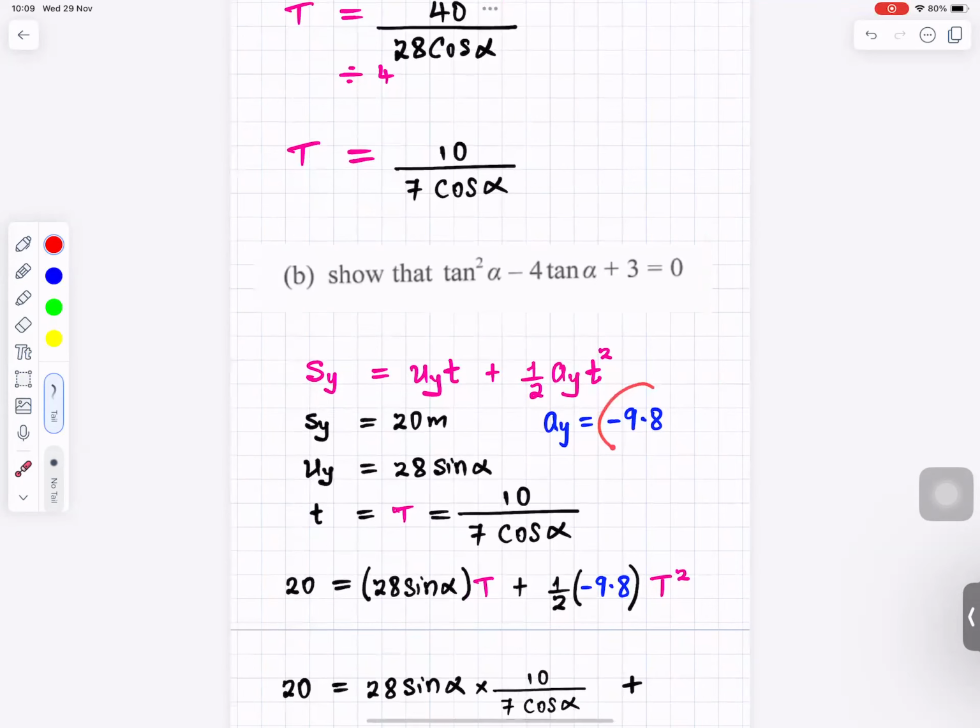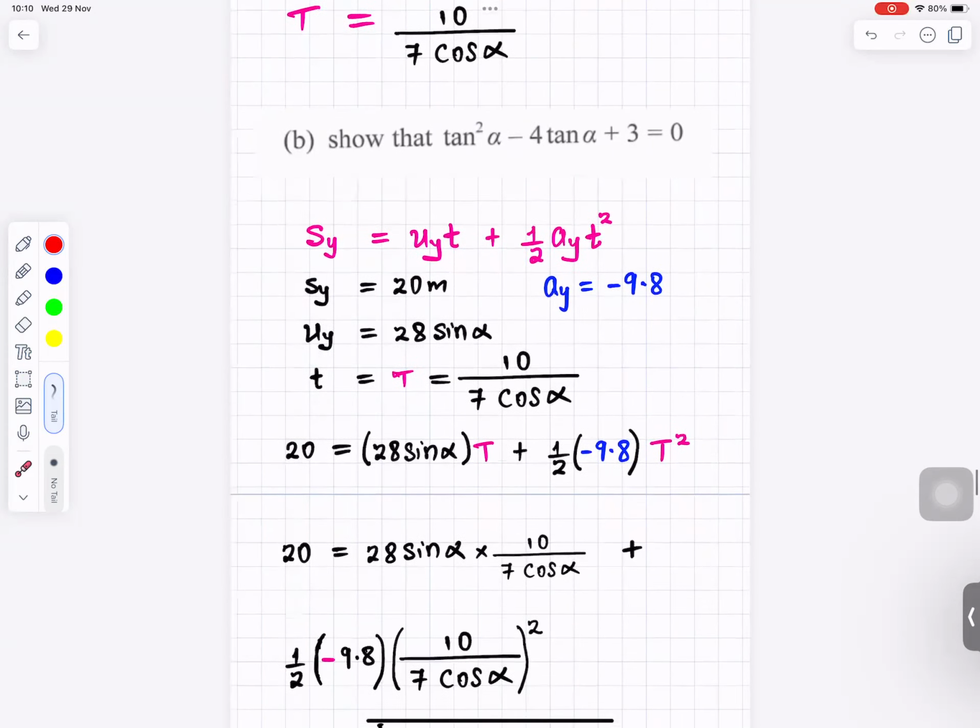Acceleration is minus 9.8 because vertically, when we throw it, it's going up, which we use as negative, and then coming down is positive. That's why we have negative there. So we have UY is 28 sine alpha, and we get that by resolving the forces there. And T is 10 over 7 cos alpha. So substitute that in that equation.